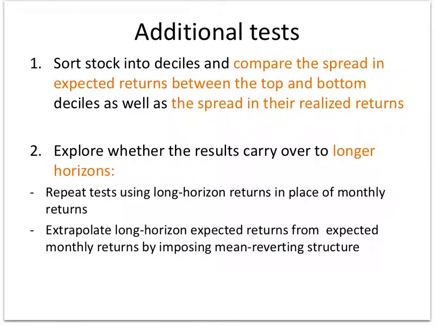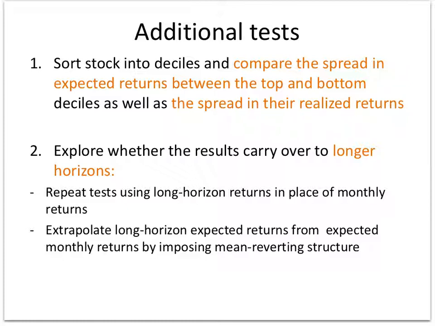And there have been additional tests that give some more perspective on how reliable those estimates derived from FM regression are. So the first additional test, we sort stocks into deciles and compare the spread in expected return between the top decile and the bottom decile, and then we compare the spreads in expected return with the spread in their realized return and find they are very close.